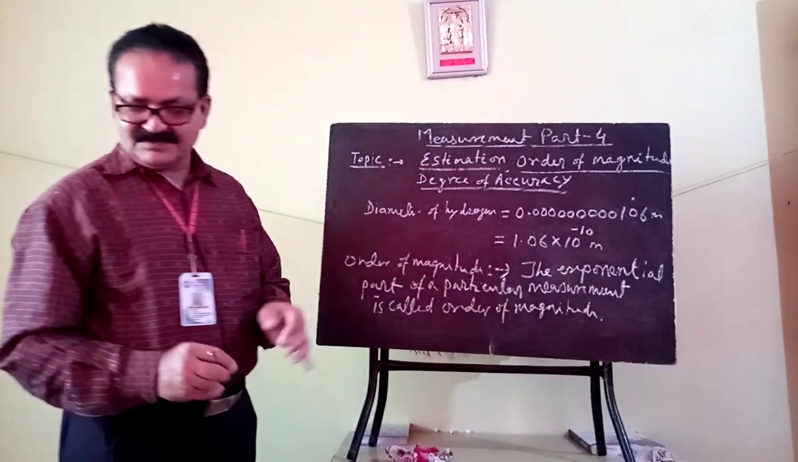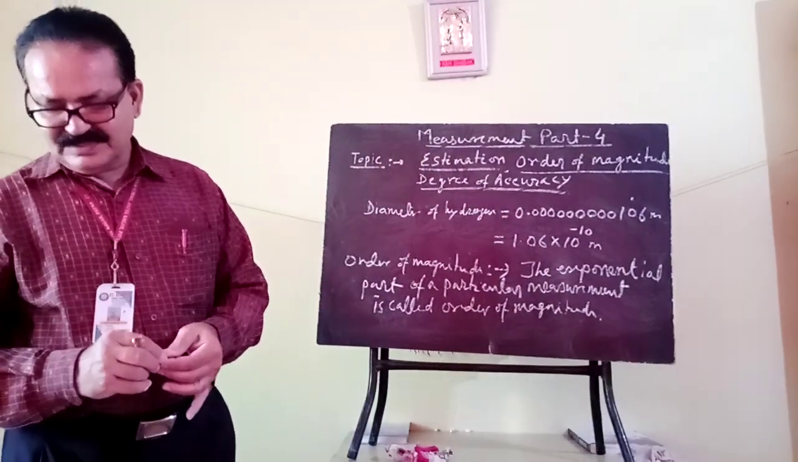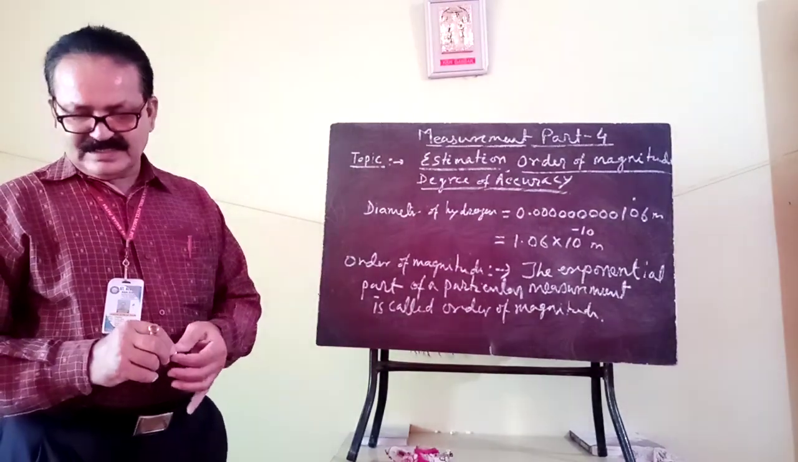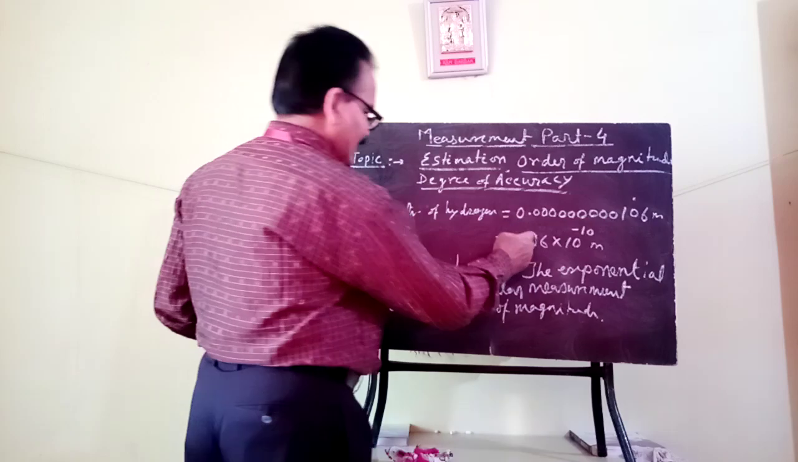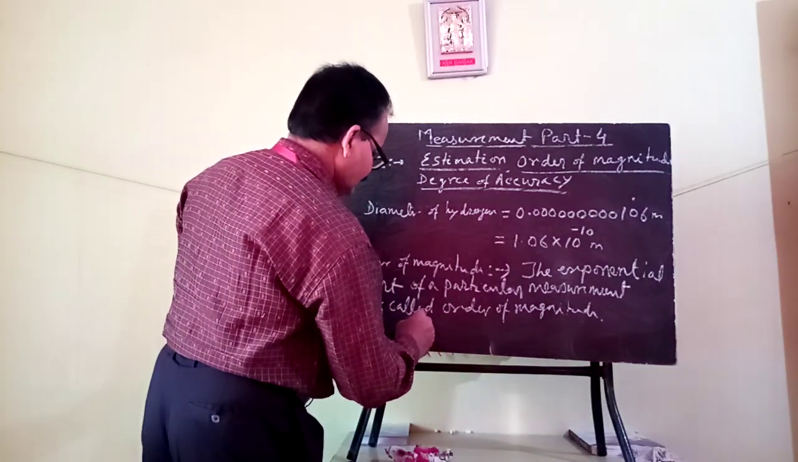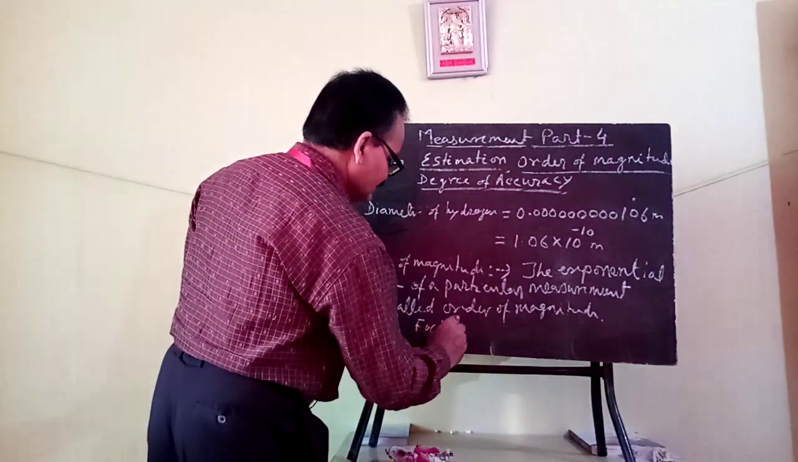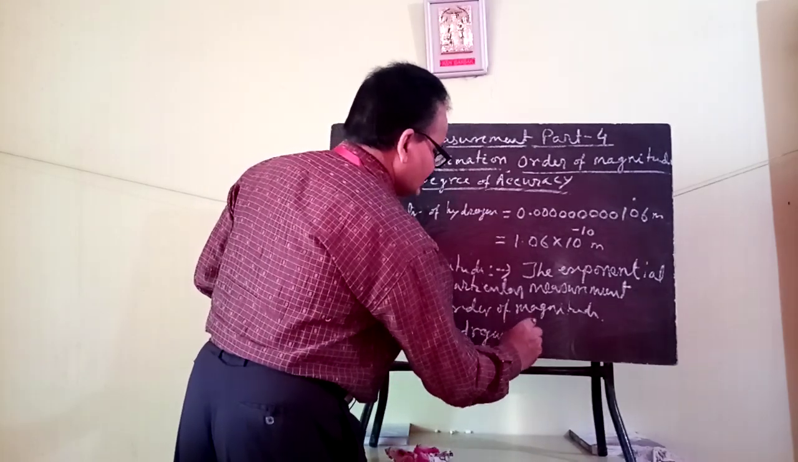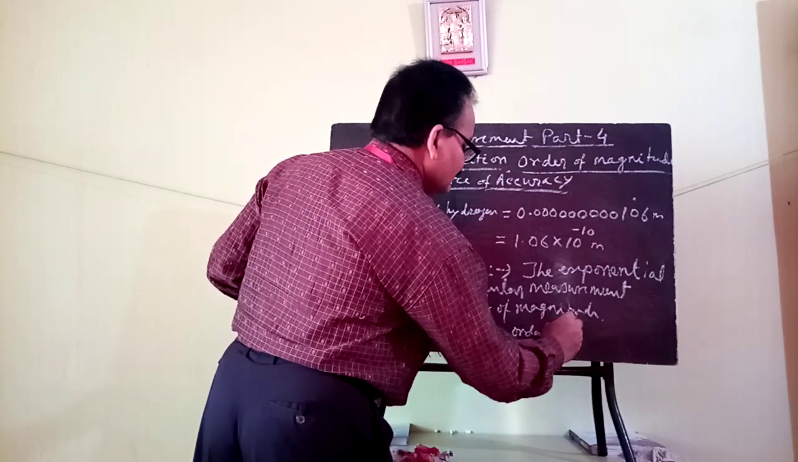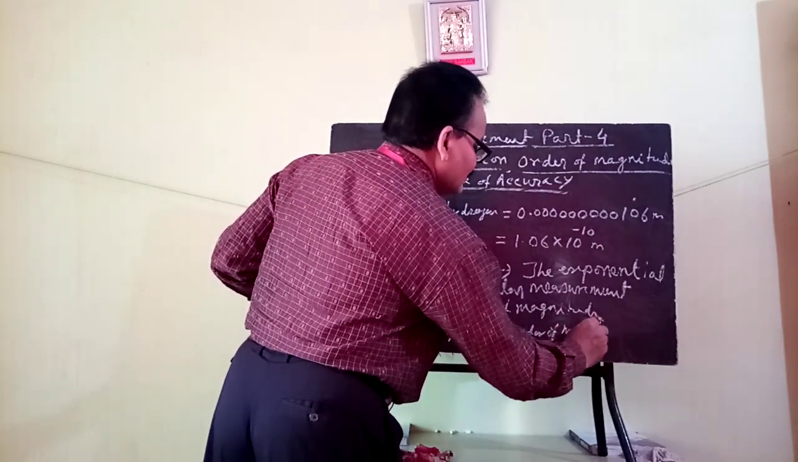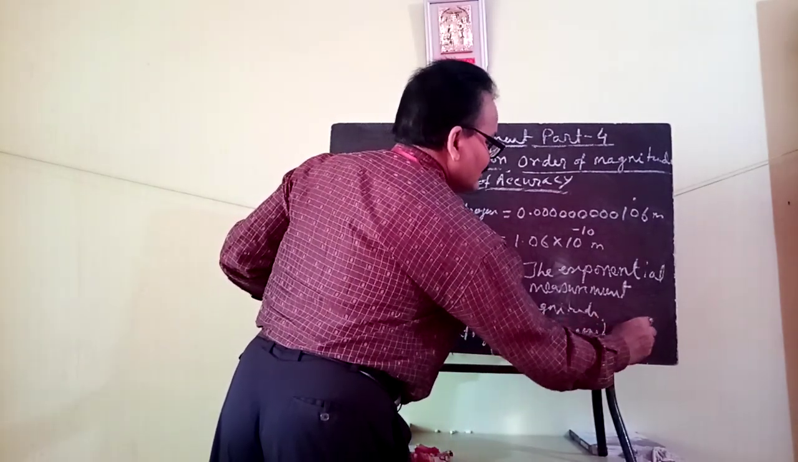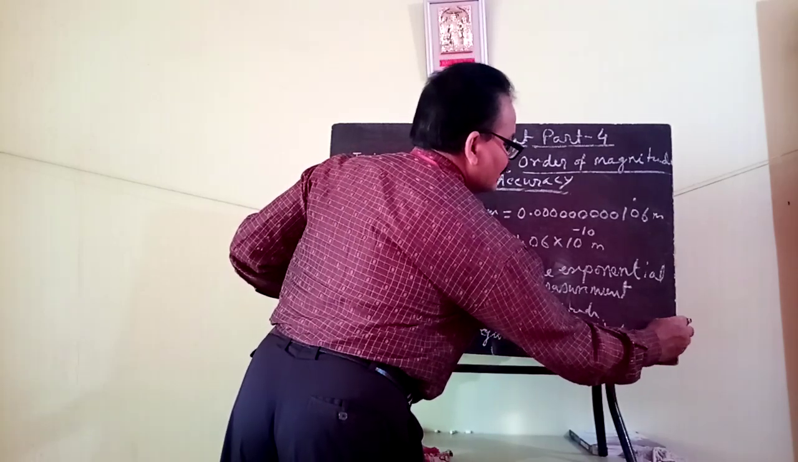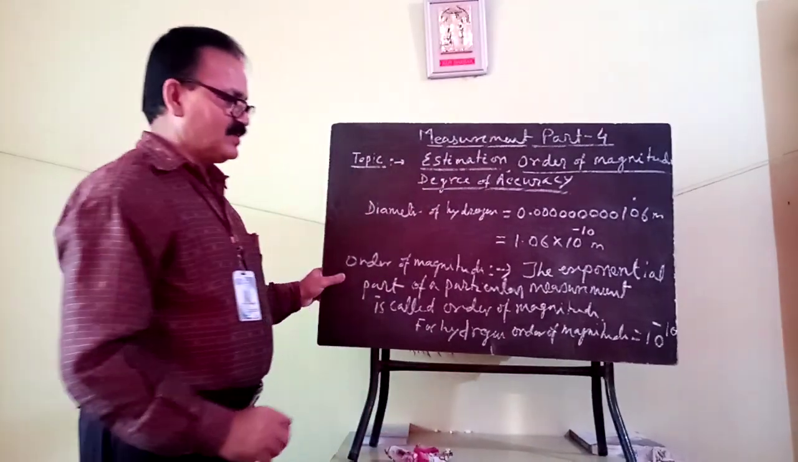So in the above example, your order of magnitude is here. In the above example, the order of magnitude for hydrogen atom is 10 to the power minus 10. This is your order of magnitude.